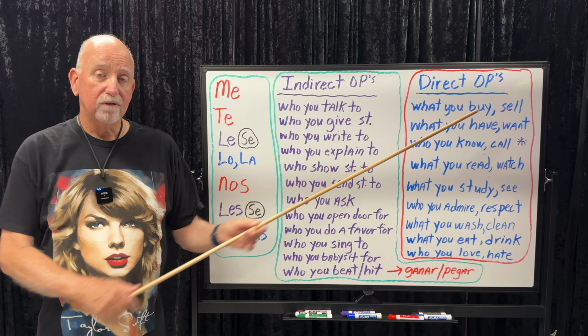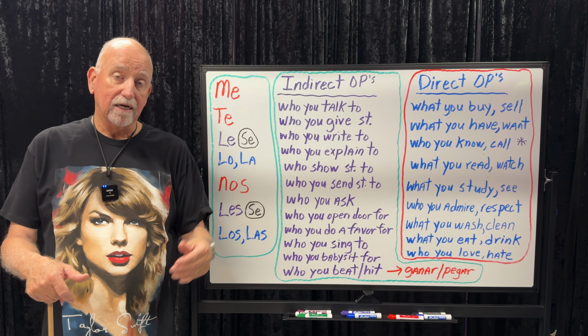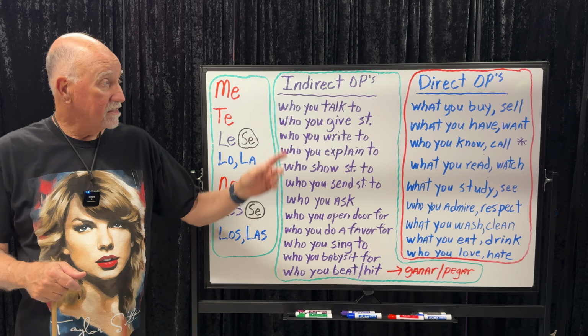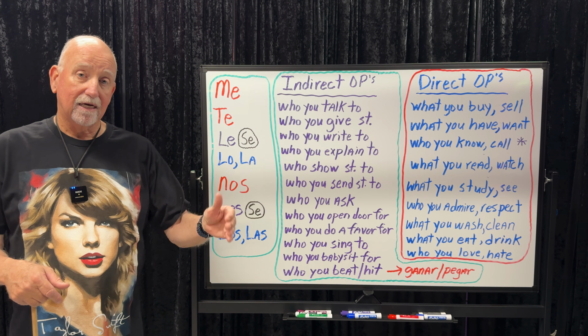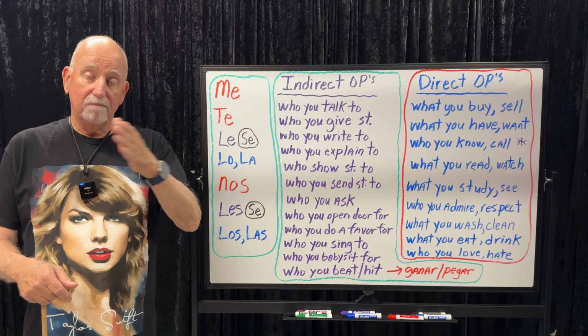What you buy or what you sell. I bought a car. What did I buy? Car. It's direct. Compré un carro. I bought it. Lo compré. To sell. I sold a house. Vendí la casa. Replace la casa with la. I sold it. La vendí.